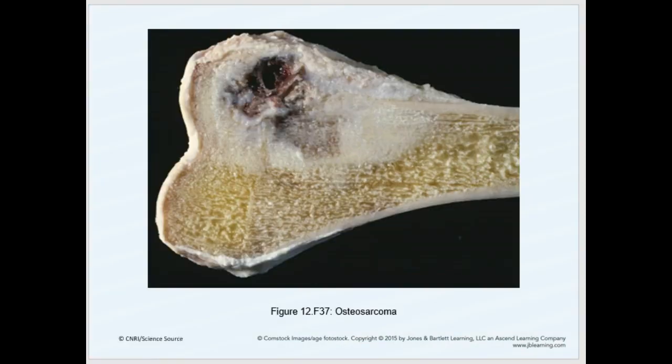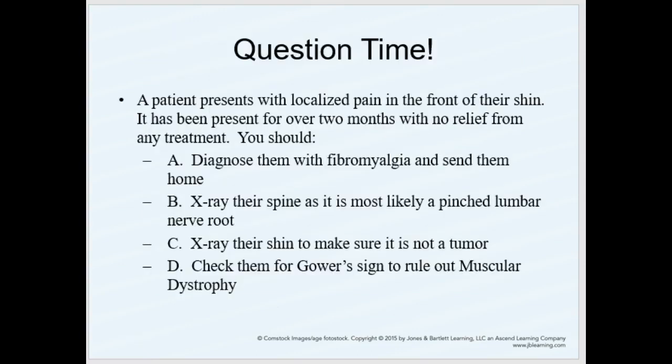Here's a picture of osteosarcoma. This will start in the bone and it's starting to spread out into the surrounding tissues. My friends, that brings us to the end. This was a little bit of a long lecture, but then we are done. So we have a question, and then I will see you in our next chapter.